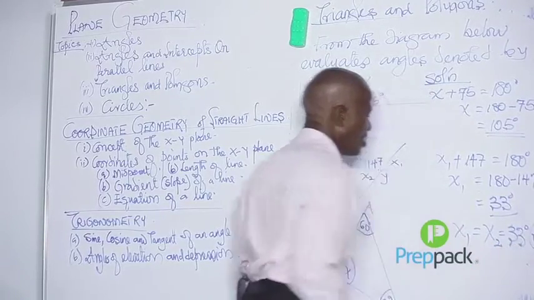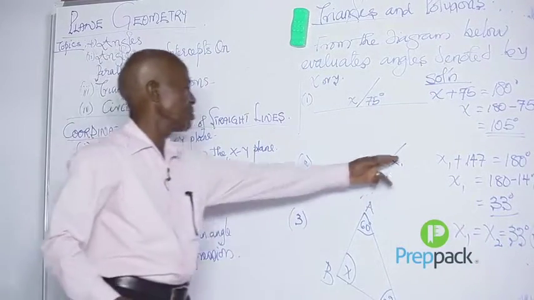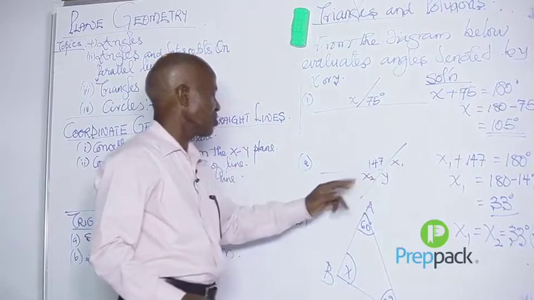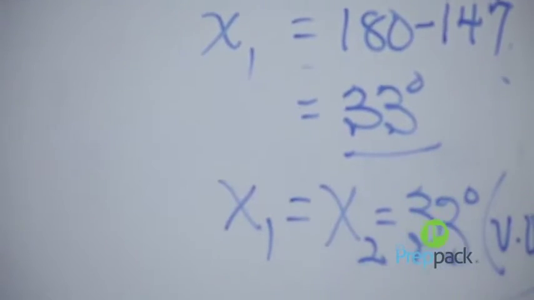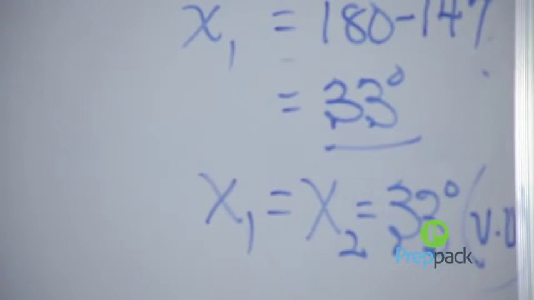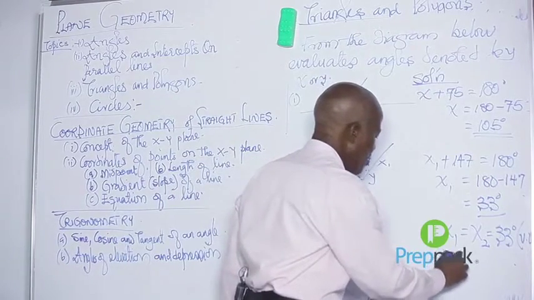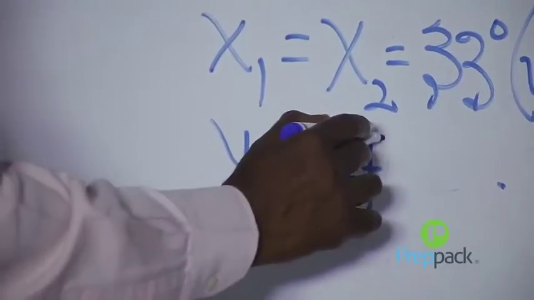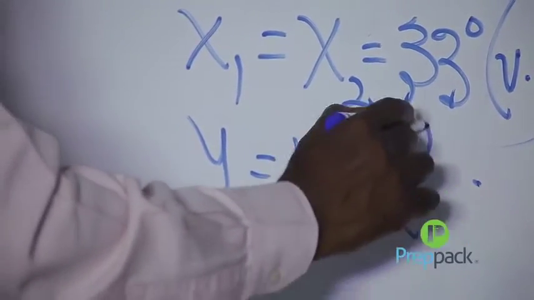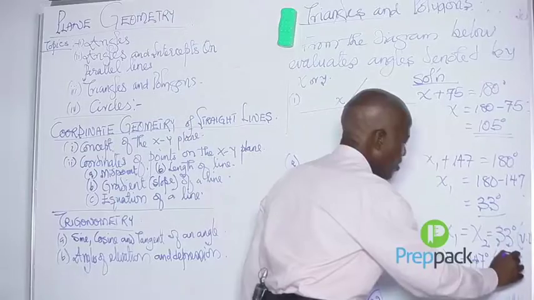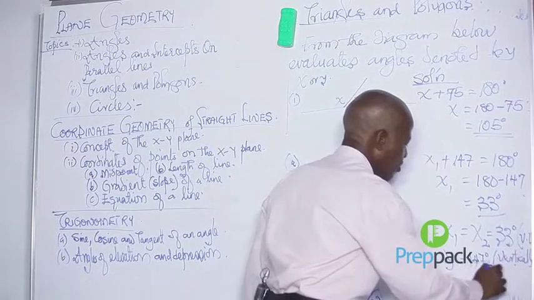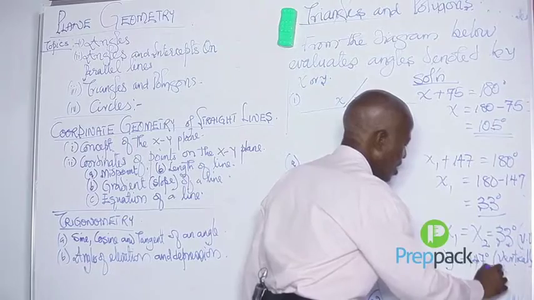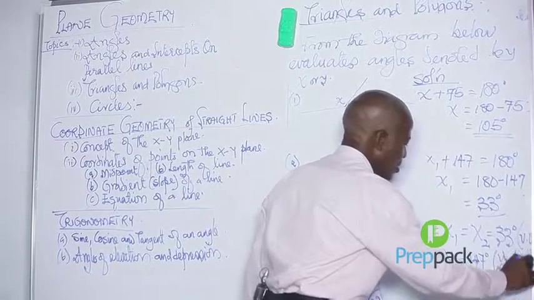That is vertically opposite angles. That is the reason for the x angles. Vertically opposite angles. And so our y equals 147 degrees, also vertically opposite angles.